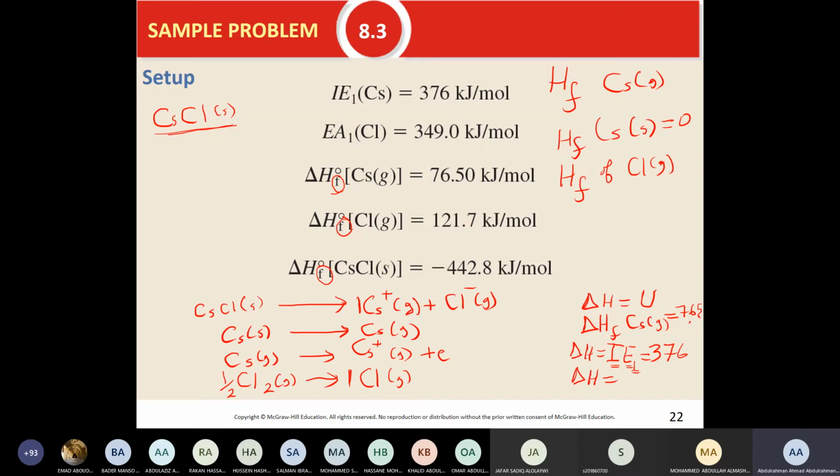I want the number from the table. What's the heat of formation in this case? 121.7. Exactly, 121.7. Excellent.